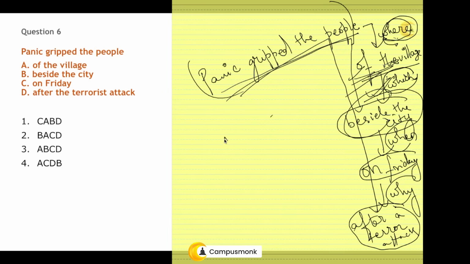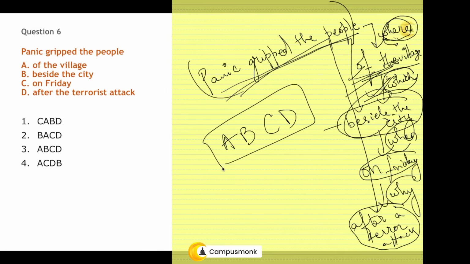So "of the village" is in the first option, then "beside the city" is in the second, then C and D. Wow, A, B, C, D as it is. So your answer is in option number 3. You could have done it the other way. When you get the first statement, that is A, you can eliminate 1 and 2. They are not there in the options anymore. Now you have to do a hit and trial method: after this what will come, which will come, or when will come. That is important.